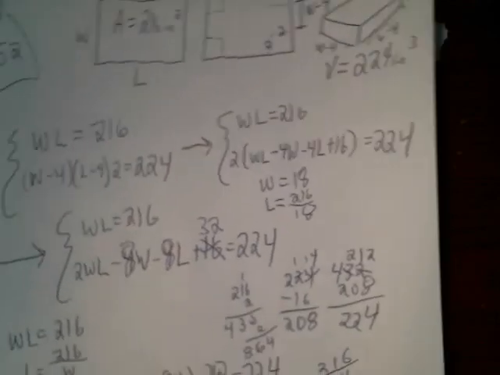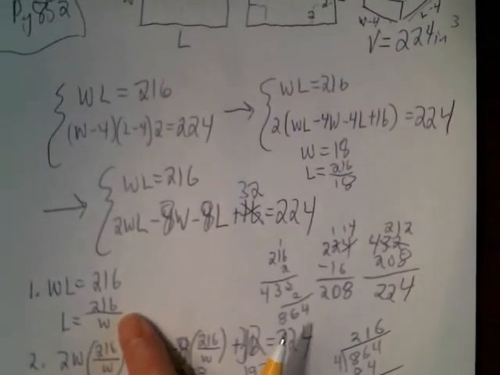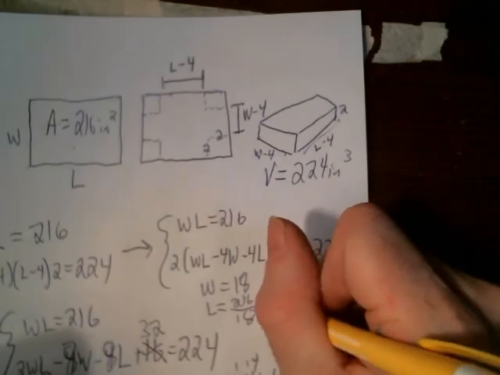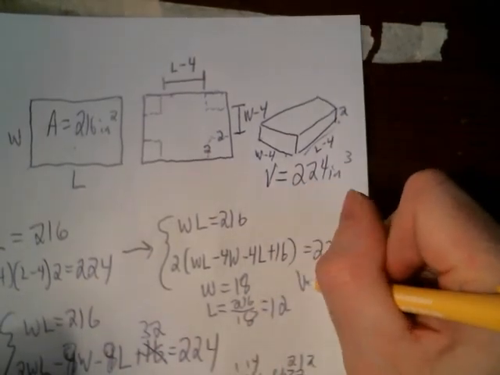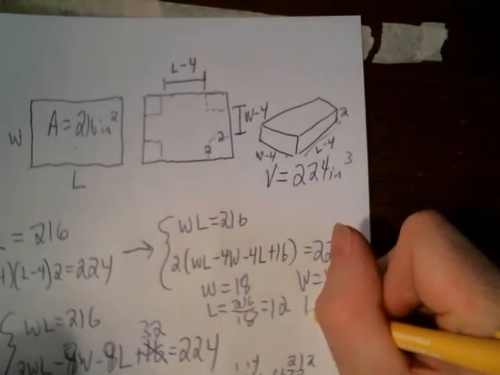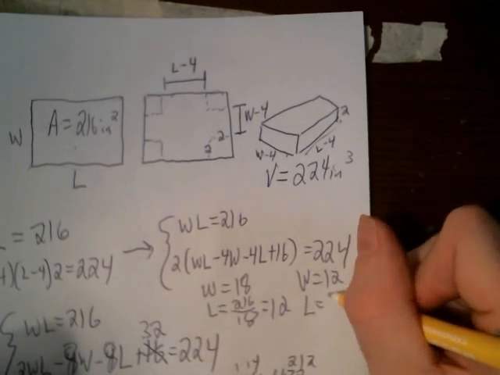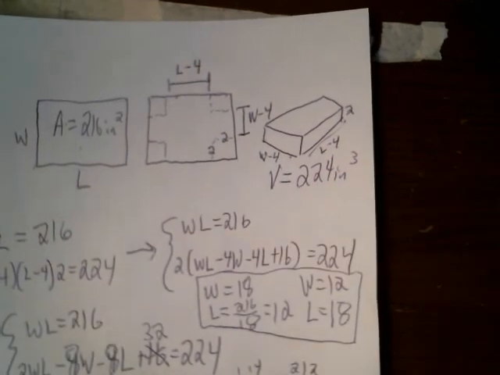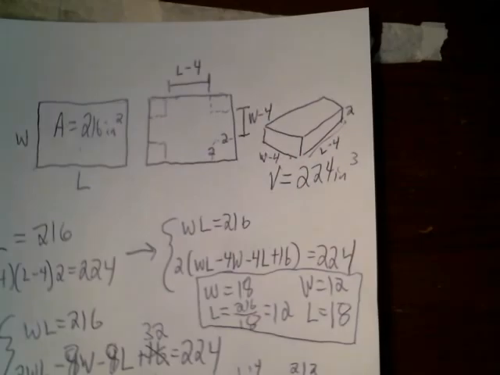In that case, L will equal 216 over 18. Just back substituting into this formula here, 216 over 18 should be 12, which it is. Okay. And then if W is 12, L will be 18. So either way you slice it, those are going to be the dimensions: 18 by 12 or 12 by 18. Enough of that.